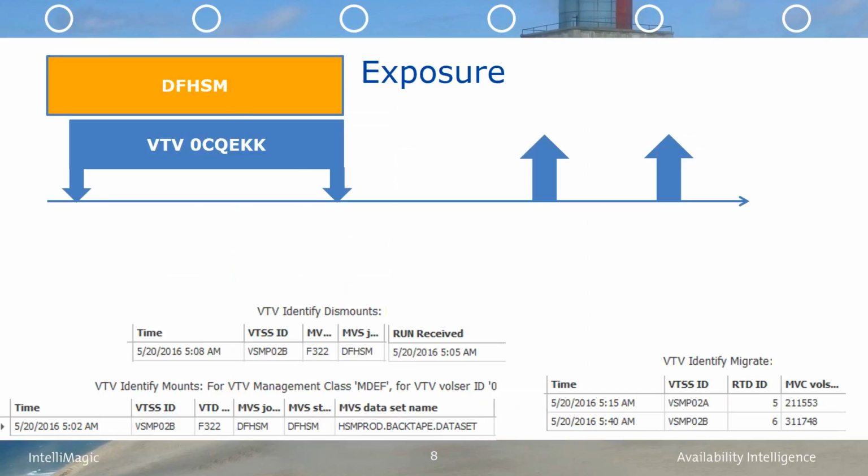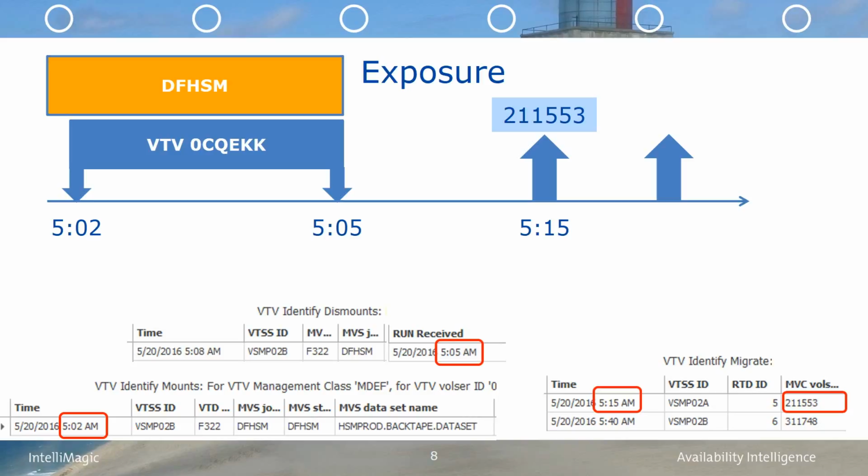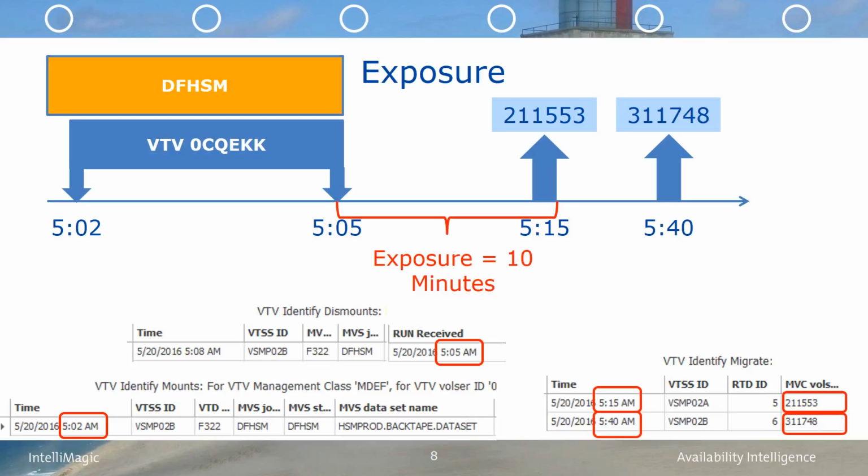So we've got a VTV, started mounting it. The identifier record says that we mounted this at 5:02 a.m. The dismount record says it was rewind unloaded at 5:05 a.m. The identifier record that HSC or VSM has written says I migrated it to tape, the first tape, at 5:15, and actually I migrated it to a second cartridge, in this case at 5:40, calculating an exposure time of 10 minutes.